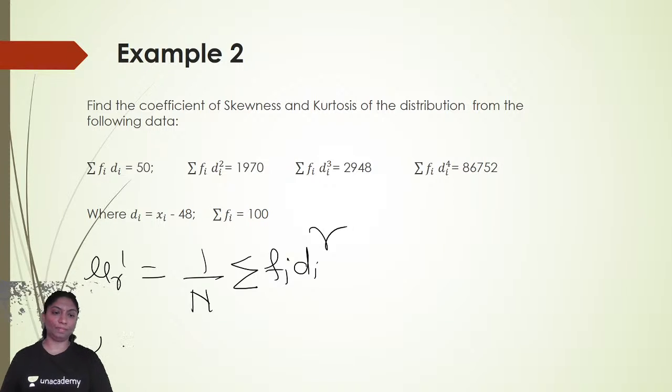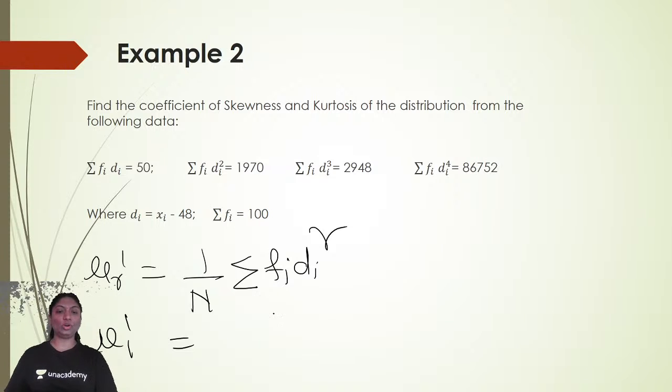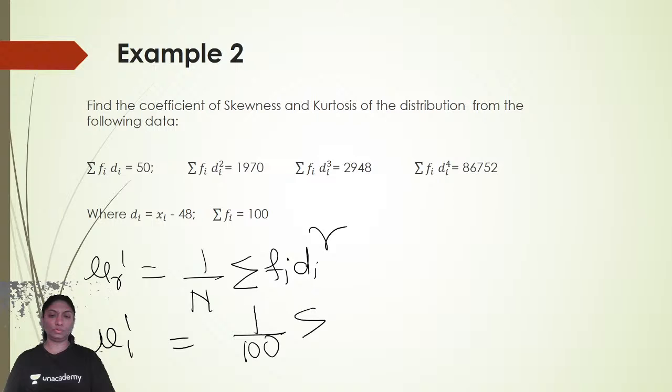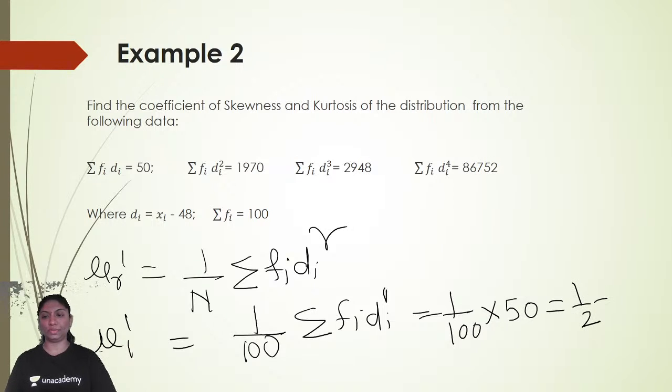Here you will get mu1 dash is equal to 1 upon n. All the values are given. N is nothing but the sum of the frequencies, that is 100. Sum of the frequencies is 100. Okay. So 1 upon 100 into summation of fi di raised to r. Fi di raised to 1 means summation of fi di, which is equal to 1 upon 100 into 50, is equal to 1 by 2, that is 0.5. Mu1 dash is equal to 0.5.